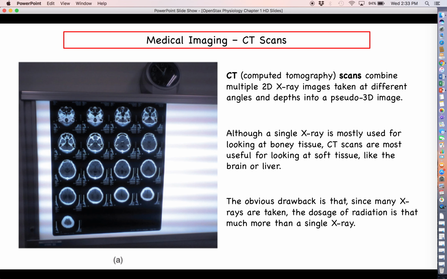But the drawback here is fairly obvious. One X-ray has a lot of energy. Think about how much energy several X-rays have. You don't want to get into the habit of getting a lot of CT scans done, because every X-ray and every CT scan exposes you to a dosage of radiation. So it's definitely something that medical practitioners have to consider when they're trying to figure out the best course of action in terms of how to take a picture of something.